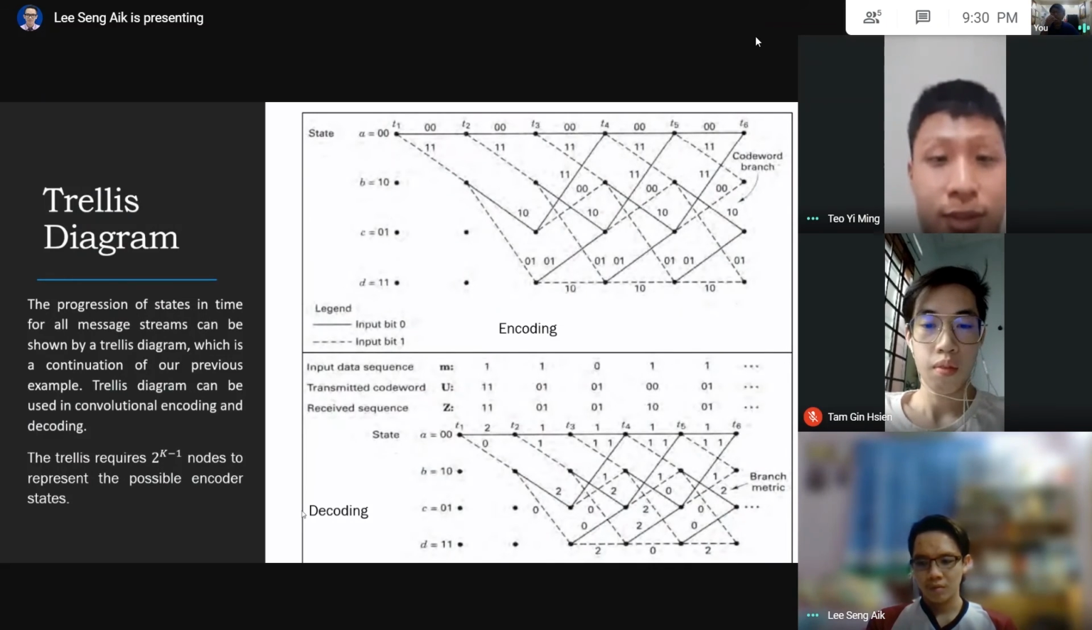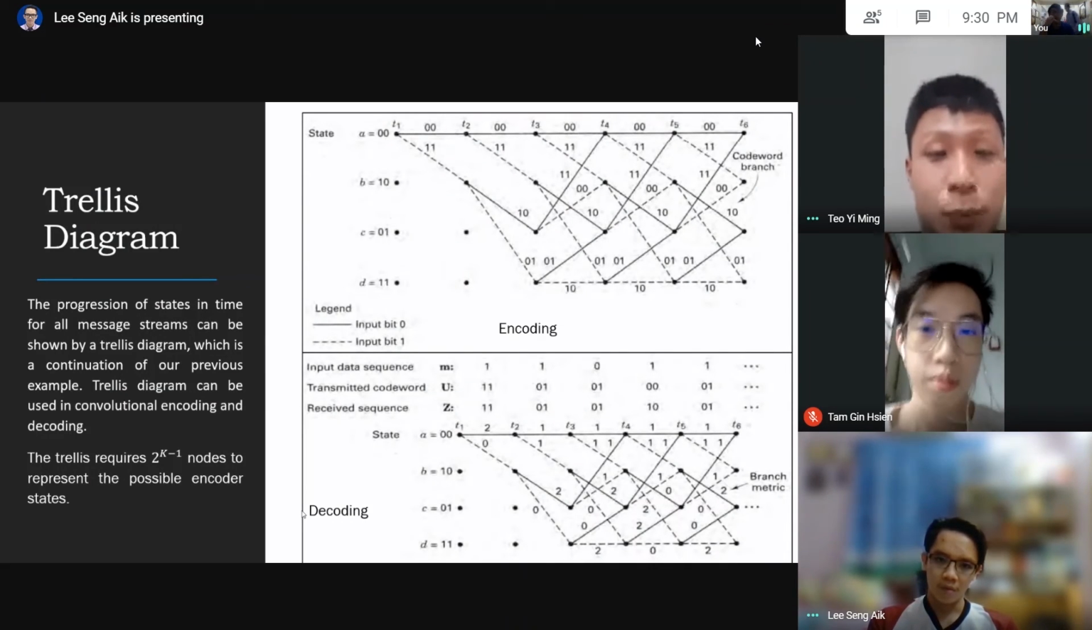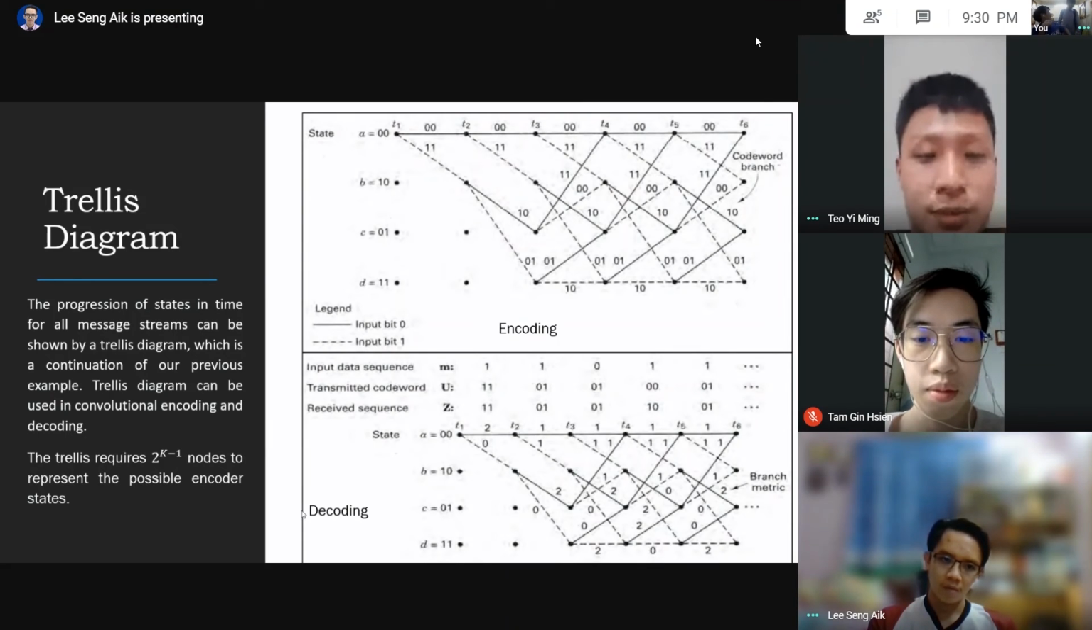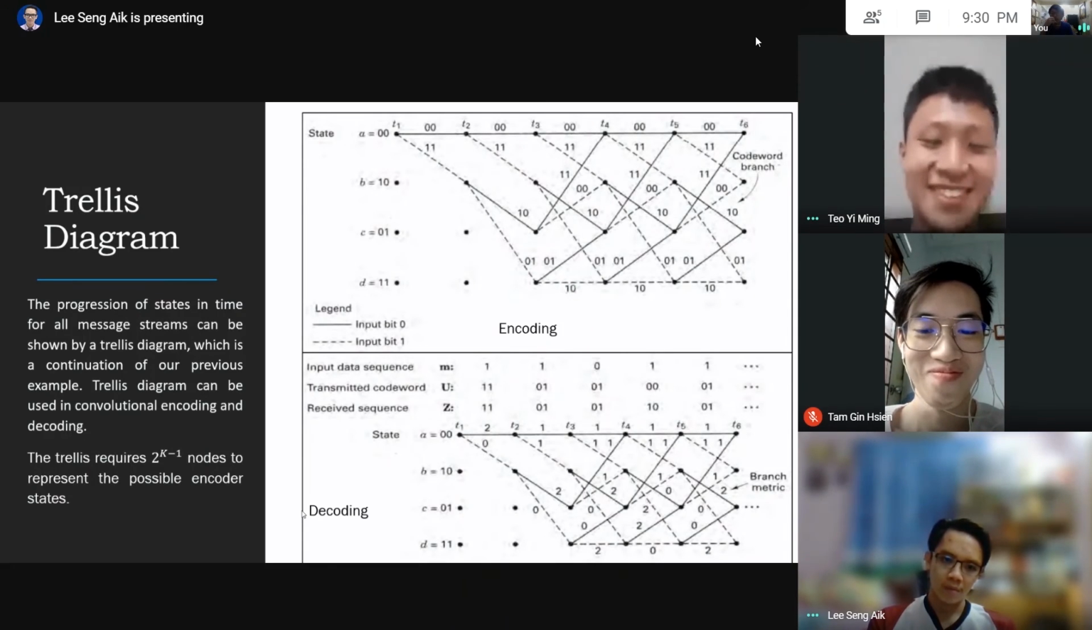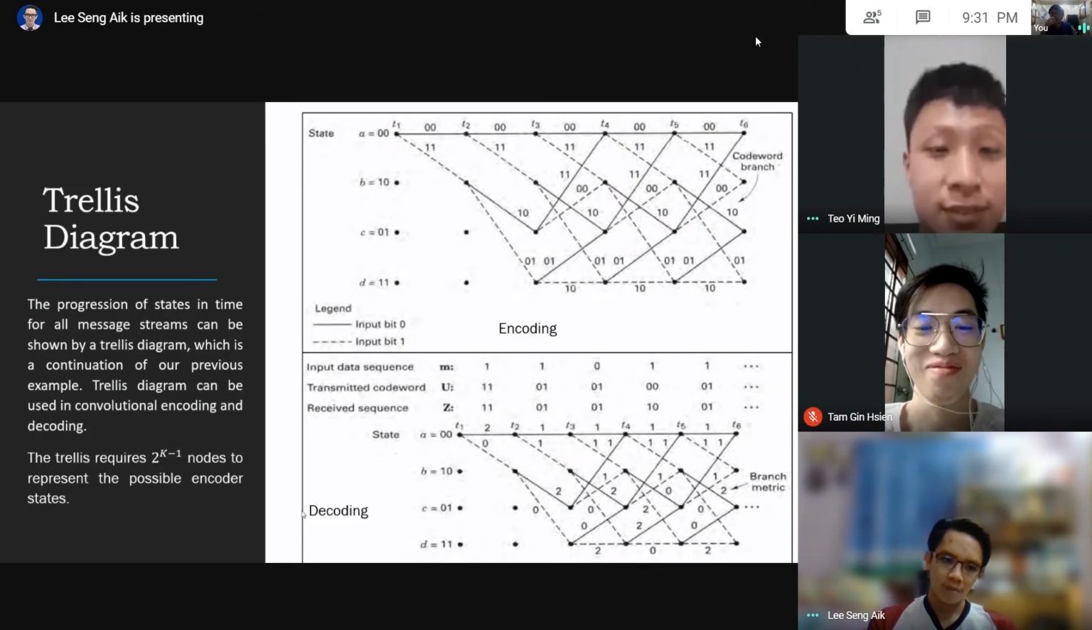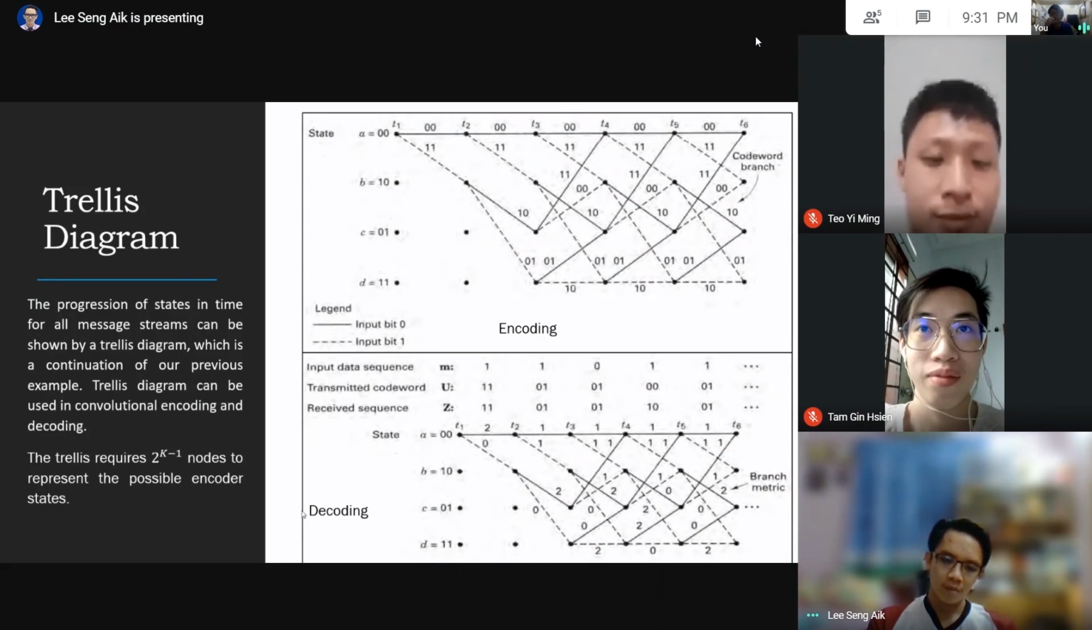My name is Hong Zhangle, and now I would like to present the trellis diagram. The progression of states in time for all message streams can be shown by a trellis diagram, which is a continuation of our previous example. The trellis diagram can be used in convolutional encoding and decoding, and the trellis requires 2 to the power of k-1 nodes to represent the possible encoder states.